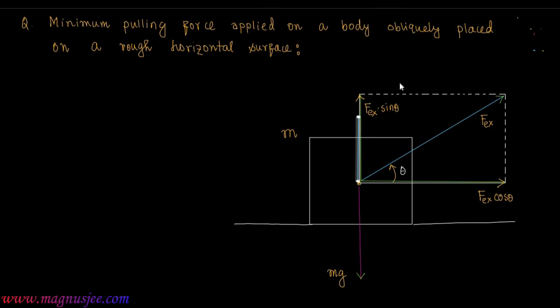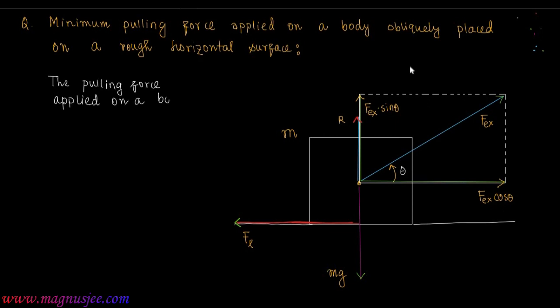Now we can denote the normal reaction force on the block of mass m applied by the horizontal surface. R is the normal reaction on the body of mass m applied by the horizontal rough surface, and we can denote the limiting friction. Fl is the limiting friction, and this is the direction along which it acts, on the surface in contact between the block and the body.